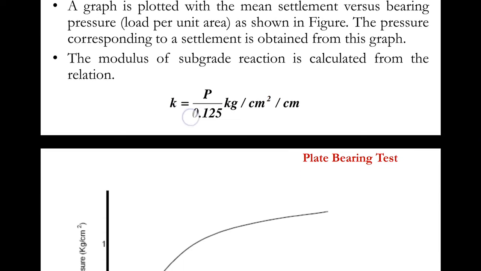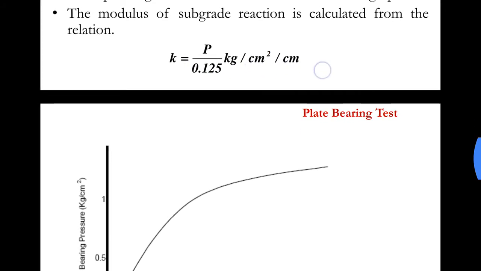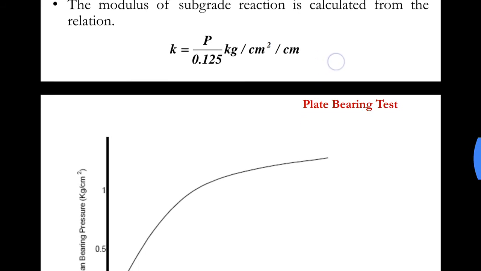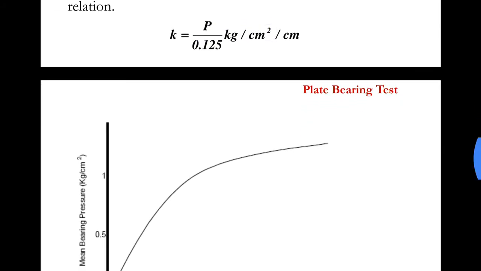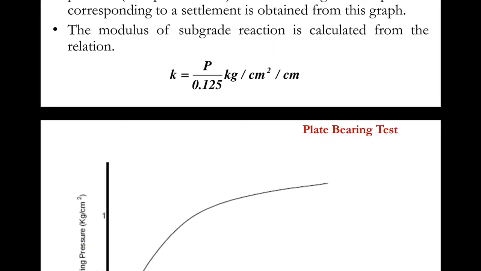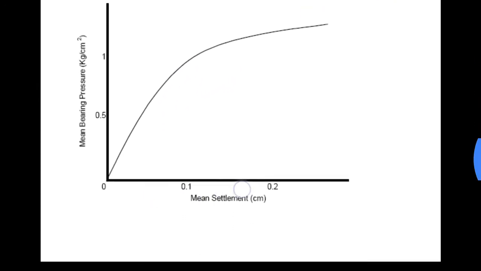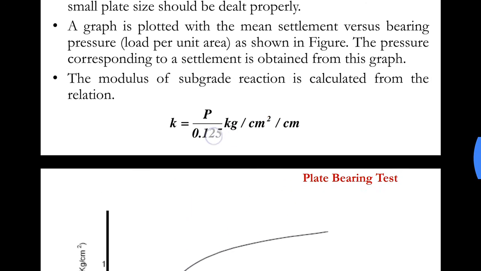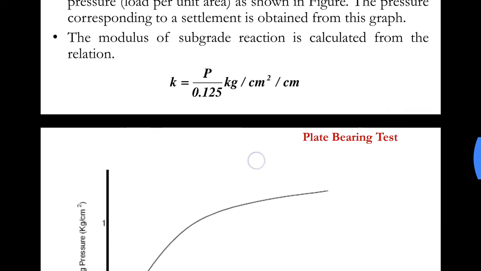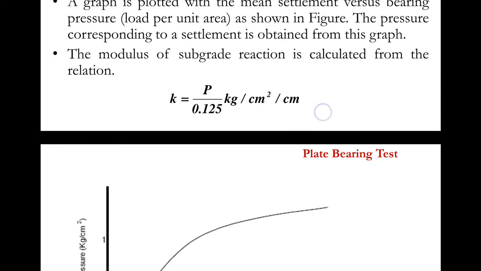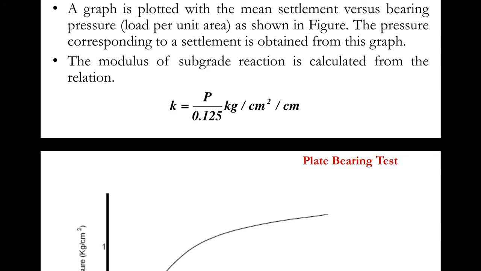And the unit of this would be kg per centimeter square per centimeter, or kg per centimeter cube. Now how did you get this unit? Capital P is nothing but the pressure, the unit of which is kg per centimeter square, and it is taken for a settlement of 0.125. This is in length, here denoted in centimeters, so divided by centimeter. Now this K value can be used for the design of rigid pavements.